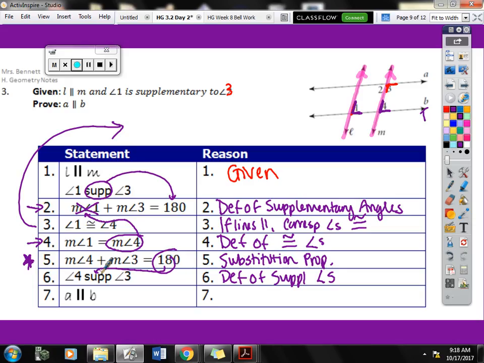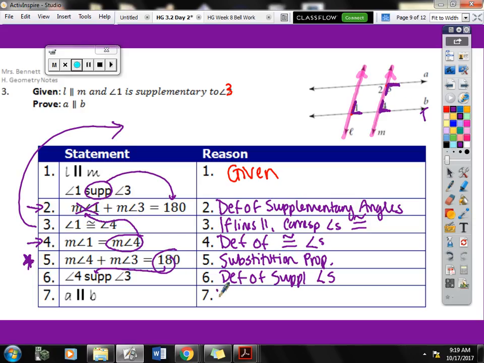And lastly, we can prove A is parallel to B. Why? Again, look back at 4 and 3. What type of angles are 4 and 3? That would prove A and B are parallel. Marquise? Supplementary angles. Close. What type of angles are these? Same side. Same side interior.